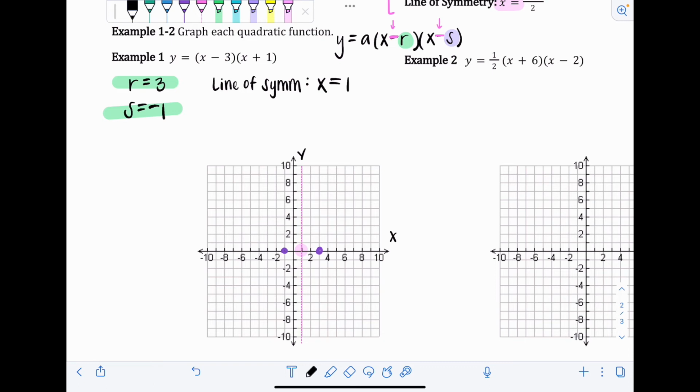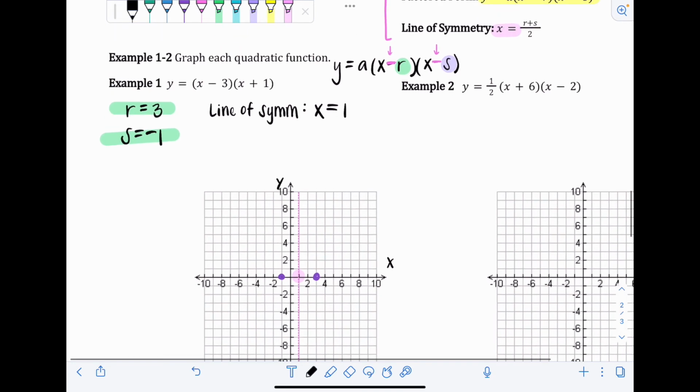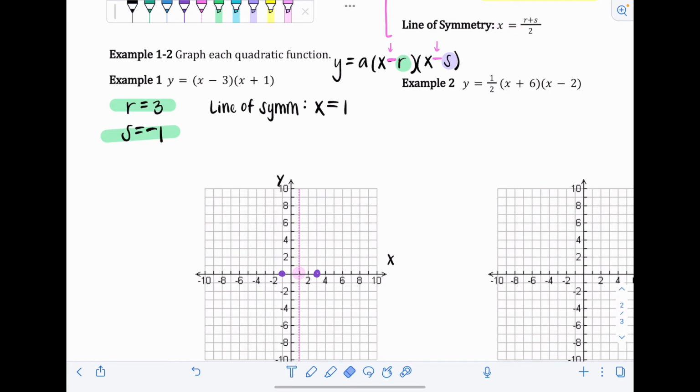And now let's just try it. Let's use the formula and see if it's the exact same thing I would get. When I say the formula for line of symmetry, I'm talking about this one up here. So let's try it. It's supposed to be x equals r, so 3, that's the first part up here, and then plus s, so plus -1, over 2.